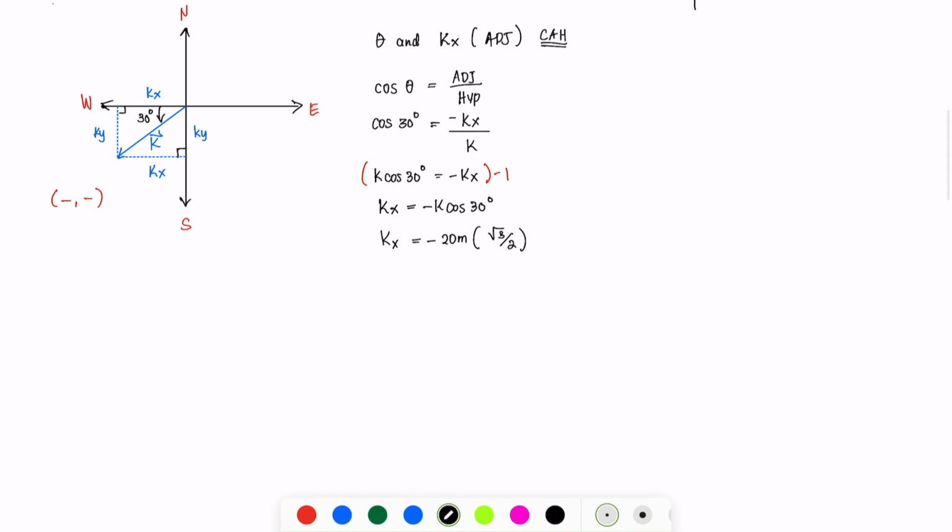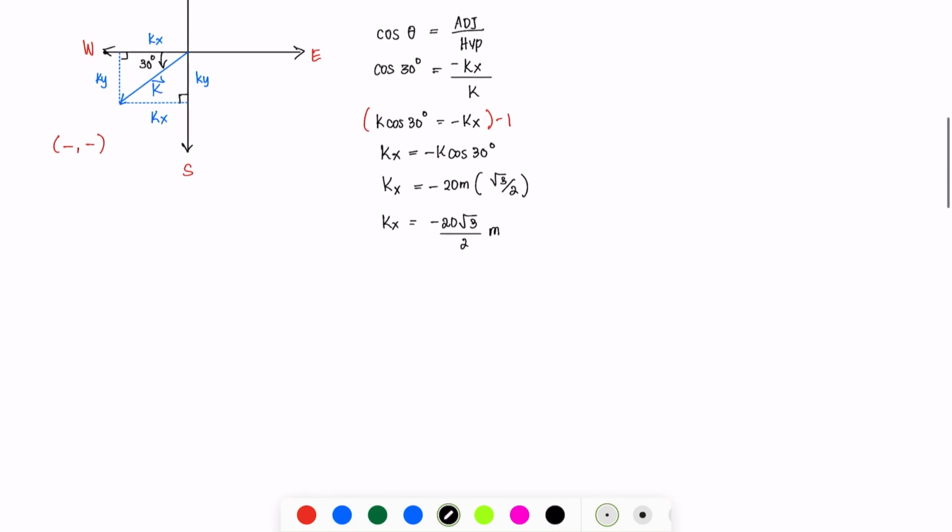Now, when you simplify that one, that will give you kx is negative 20 square root of 3 all over 2. Do not forget the unit meters. And that could be further simplified into negative 10 square root of 3 meters. So there you go. You have solved for the x component of your first vector.